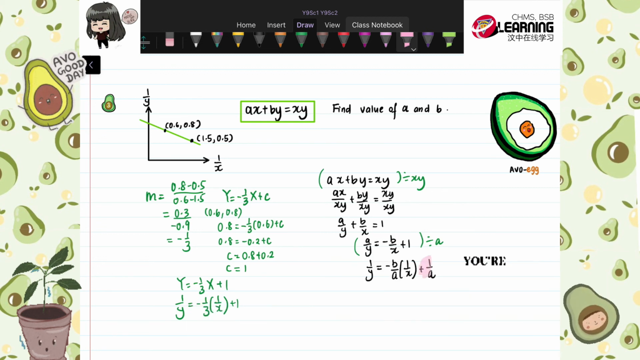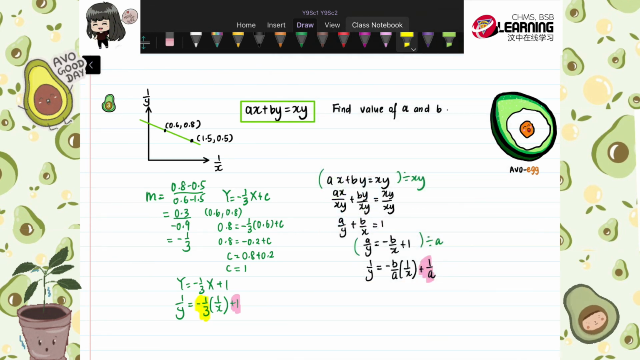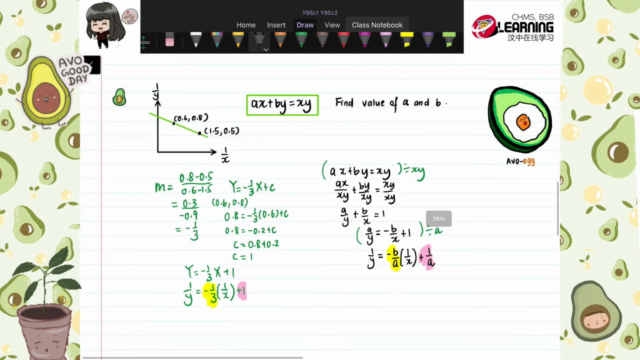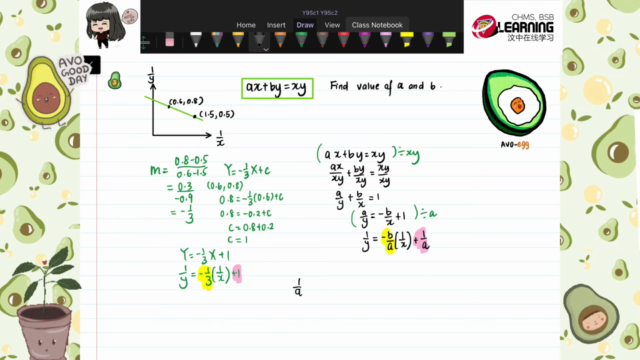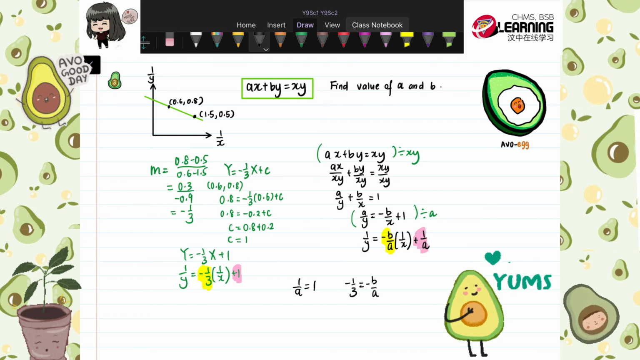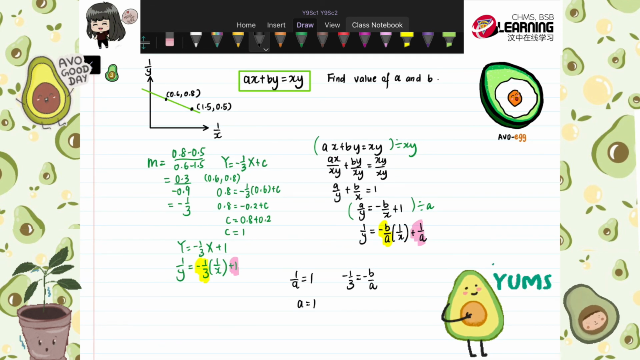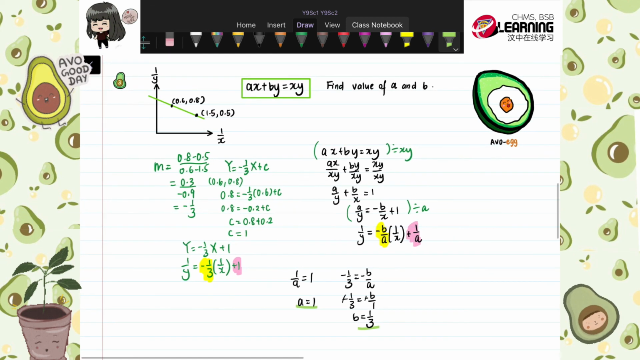I want to compare. So my 1 over a equals 1. And my negative 1 over 3 equals negative b over a. So 1 over a equals 1. Negative 1 over 3 equals negative b over a. So my a here is 1. Okay. So negative, negative cancel. So my b is equal to 1 over 3. That's my answer for question 3. That's it, to find the unknown.